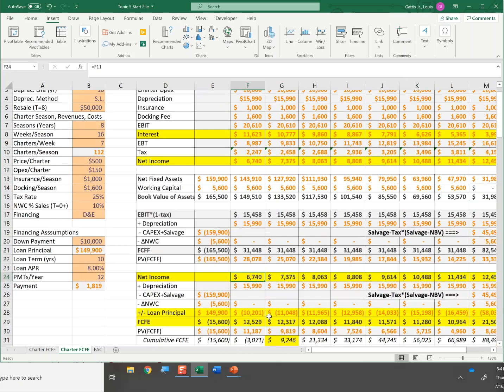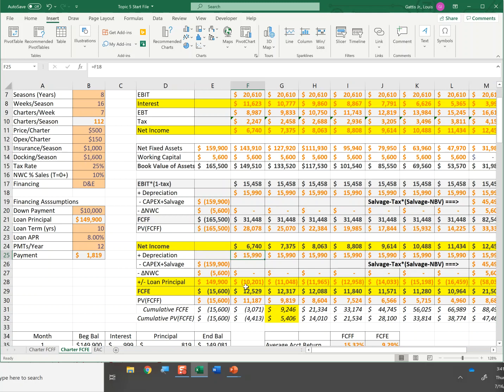I want to get to free cash flows to equity, so I'm going to add back depreciation, subtract CapEx, minus changes in net working capital. Notice this is the exact same thing I did for free cash flows to the firm. However, this little row I threw in here, this is the loan principal. So when I get in period 0, I'm going to get $149,000 from the bank.